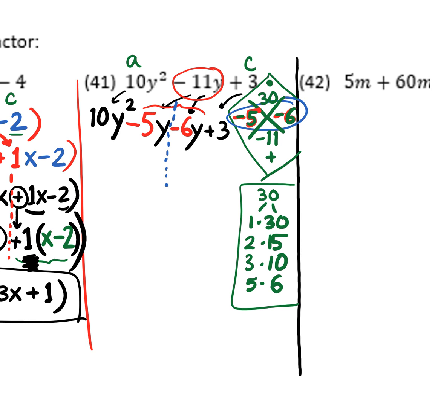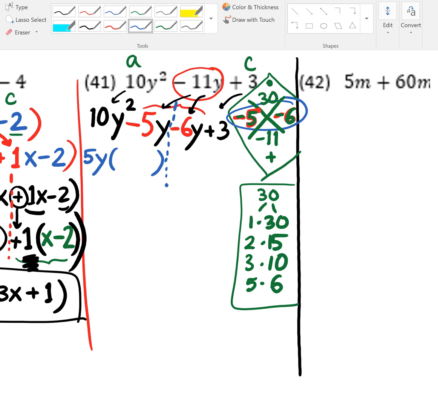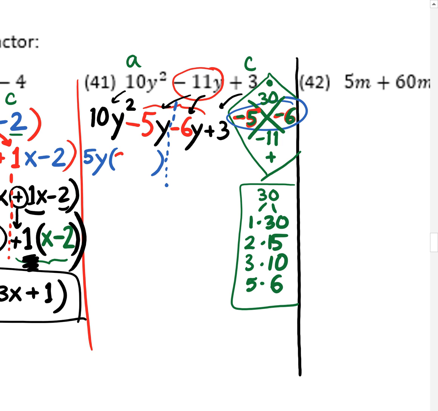But let's see, if I factor by grouping, let me focus on the first and second terms. The greatest common factor between the first and second term is 5y. If I factor 5y out, what would be left? 5y times what is 10y squared? 2y. 5y times what is negative 5y? That'd be negative 1. All right, so we got those two.